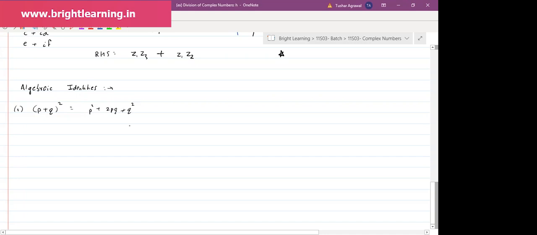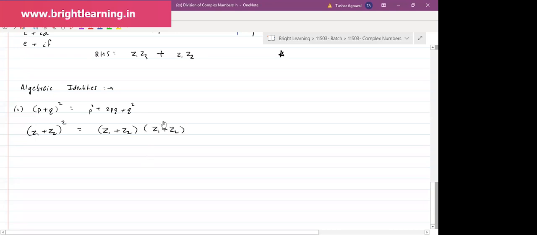While writing this identity, by proving this identity, I'm giving a slight hint of matrices also. But to prove this identity for simple real numbers P and Q, what procedure did we follow? We did P plus Q into P plus Q, and then multiplied it term by term. Let me do it with complex numbers only: Z1 plus Z2 whole square. Basically, it is a repetition of the bracket, two times.